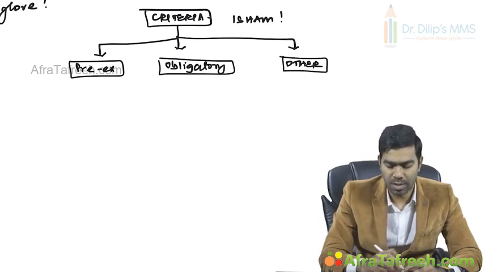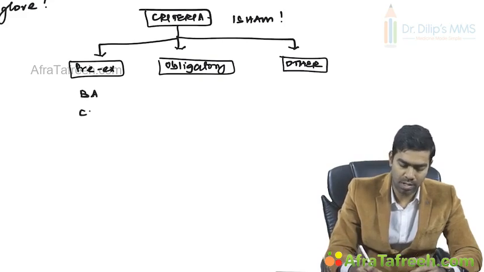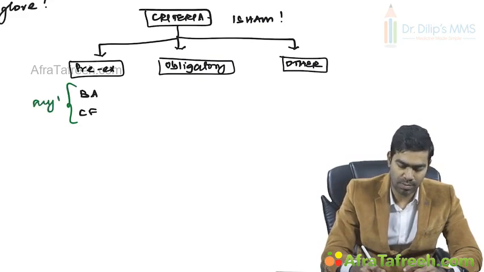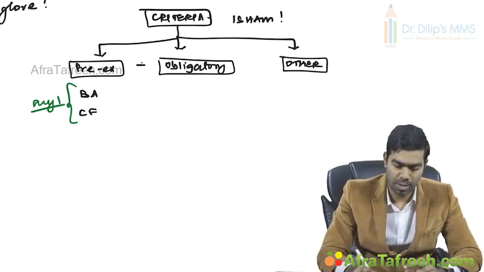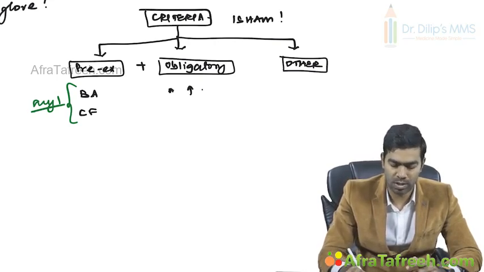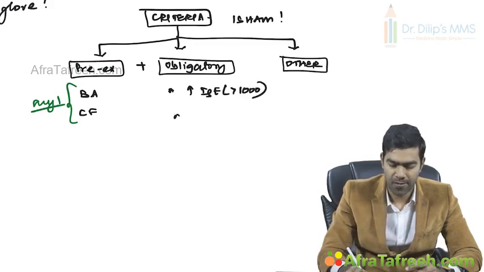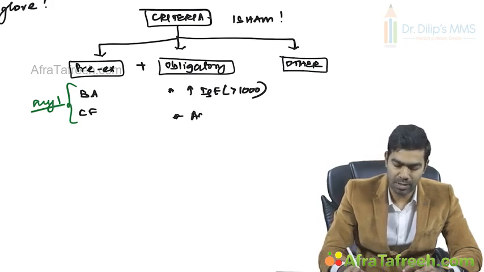Clear? So what do you mean by your pre-existing condition? The patient should have either a bronchial asthma or a cystic fibrosis, and presence of any one of these is mandatory. You should have this to diagnose allergic bronchopulmonary aspergillosis. Plus, you need obligatory criteria. Obligatory criteria is only two things. One, the patient should have an elevated IgE level more than 1000. Or second thing, the aspergillus skin test must be positive.